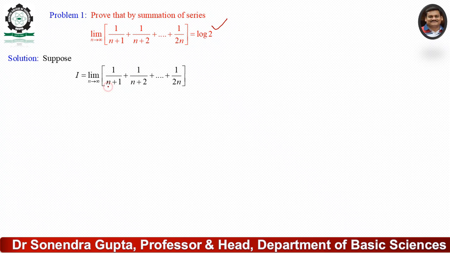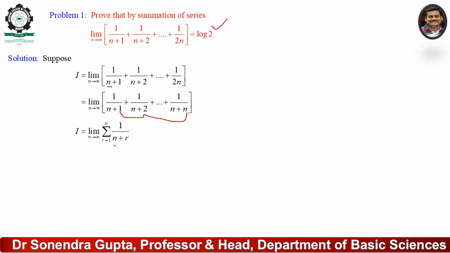Now we generalize this term, n plus 1, n plus 2, then that means the value of 2n can be written in terms of n plus r in this way. Here we see that the values 1, 2 and n change, so we can write in terms of the summation, which is called the rth term, r equal to 1 to n, of 1 upon n plus r.